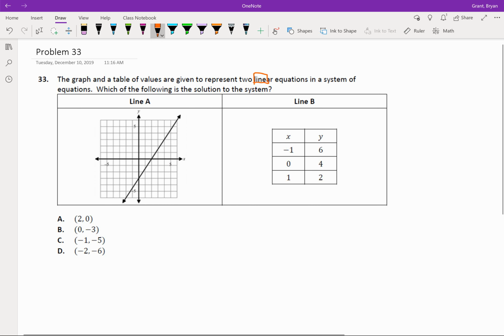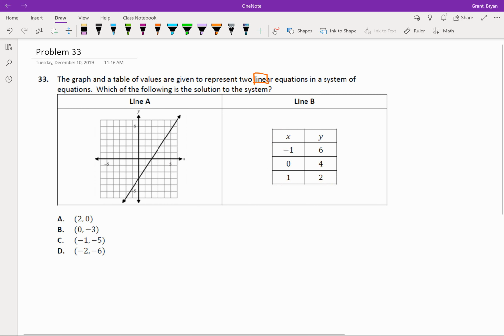Now let's make sure we can see those two equations before we even think about what we're trying to find. Now line A is pretty apparent. Line A is right here. Line B though looks kind of weird. This to me doesn't look like a line. But how do you think it makes a line? Well, it makes a line if we graph all of the points that are hidden in this table.